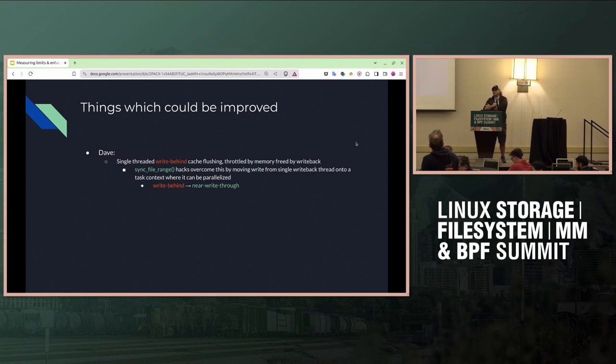So there's a few things there that we need to look at, and one of them is whether we actually do need to cache as much data on write as we do, or leave it dirty for as long as we do before we actually write it back. And that comes into how we get beyond the single write-back thread limitation.